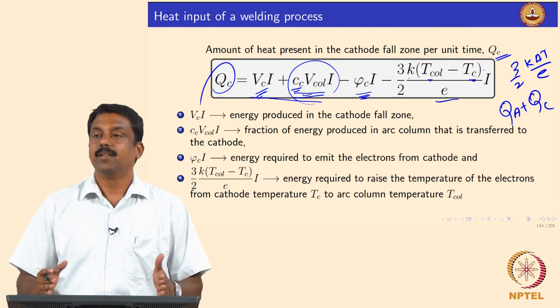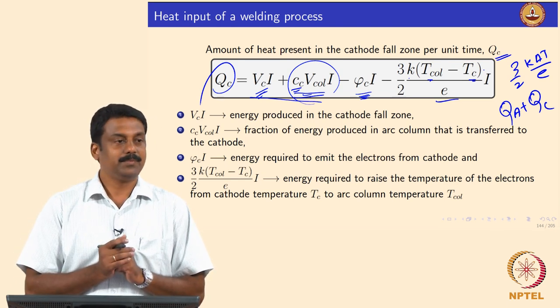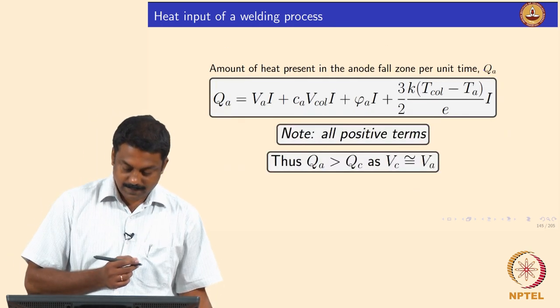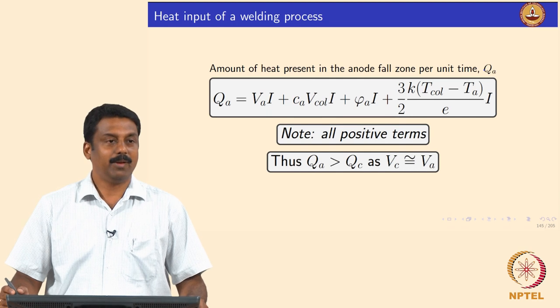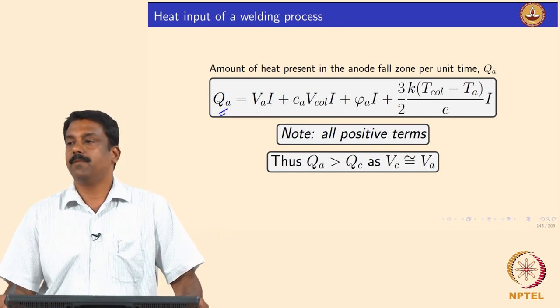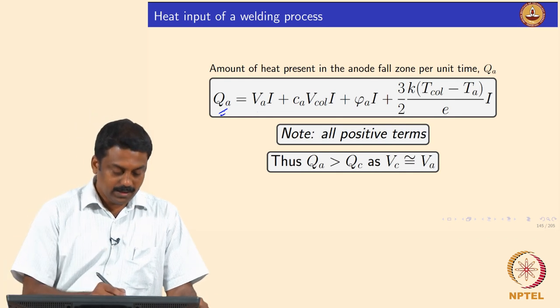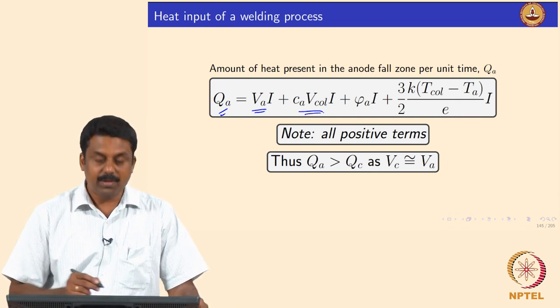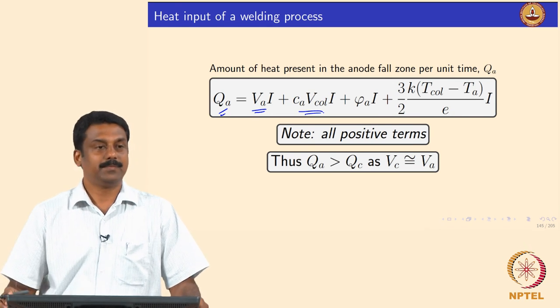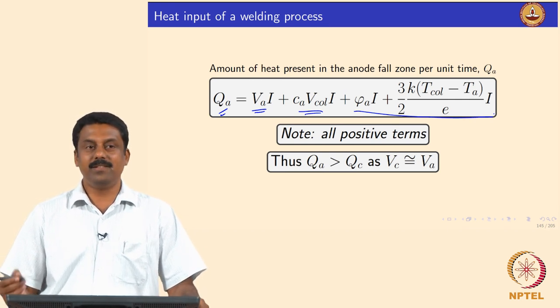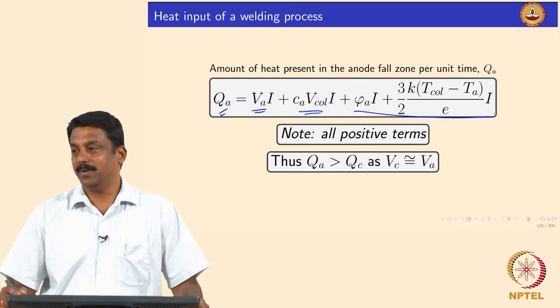Okay, these four terms make the energy balance at the cathode fall zone. And now the energy balance in the anode fall zone would be plus terms, because the electrons ultimately reach the anode, isn't it? So now we have a similar equation for the anode fall zone. That means that is the heat generated at the anode, and then the amount of heat transferred from the arc column to the anode, and then the gain from the electrons, isn't it? The electrons ultimately reach the anode. Whatever heat is consumed by the electrons will be gained in the anode, isn't it?